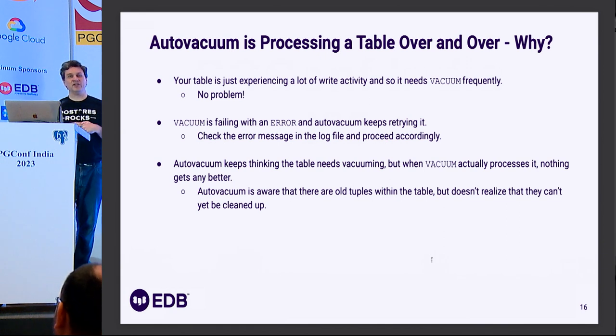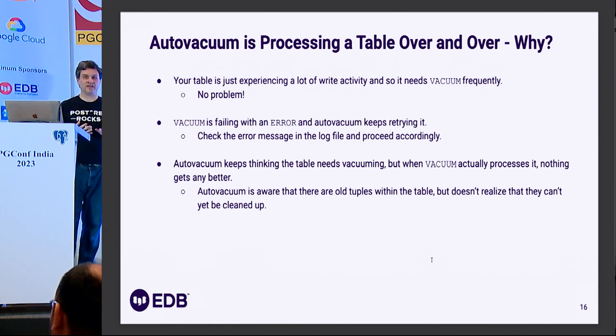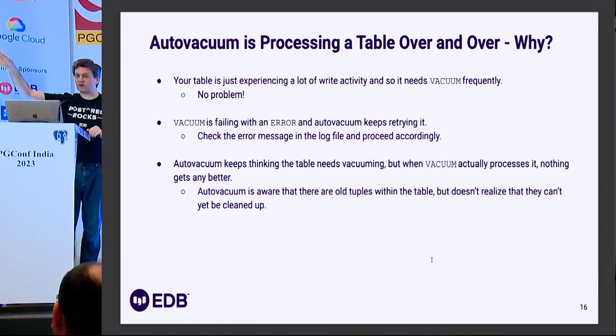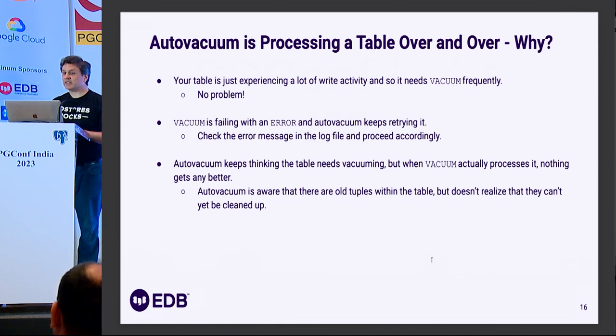And here again, you need to consider the possibility that there's no real problem. If your table has a lot of write activity, it needs a lot of vacuuming. Every write that you do to that table creates also some work that vacuum needs to do. So more writes means more vacuuming. But you can have real problems in this area.